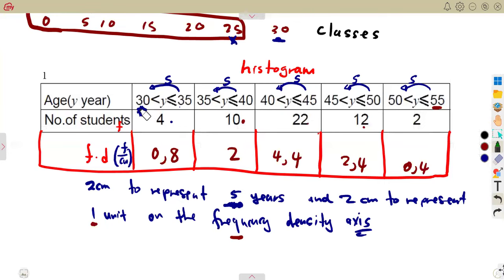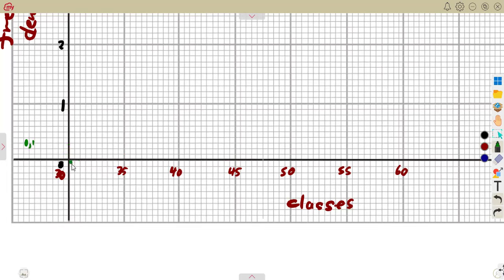Let's start with the first one. The class is 30 to 35, and the frequency density is 0.8. So now you see that part of reading the scale. If each box represents 0.1, for 0.8 you're going to count 8 boxes going up: 1, 2, 3, 4, 5, 6, 7, 8. Or just 2 boxes from 1 going down: 1, 2, that's at 0.8.